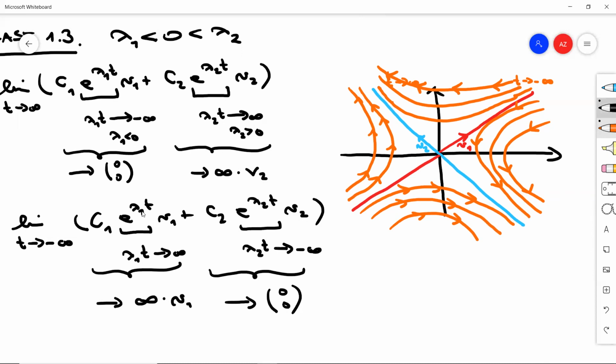And in this case, as one would expect, the origin is called a saddle.